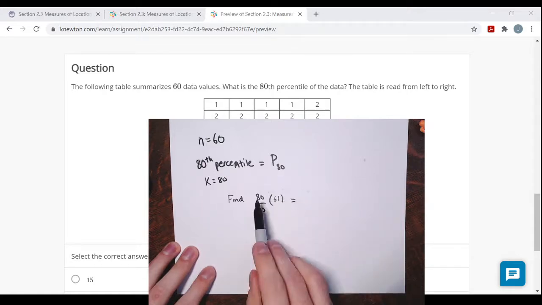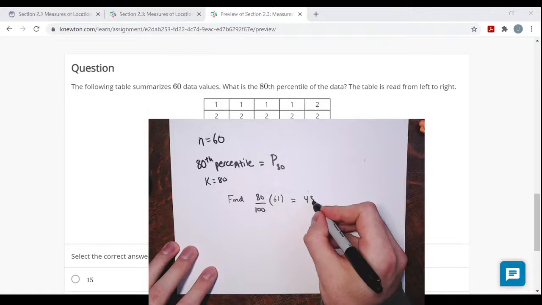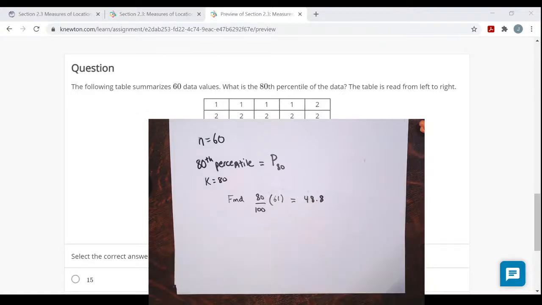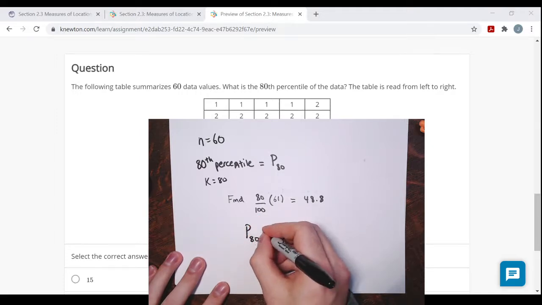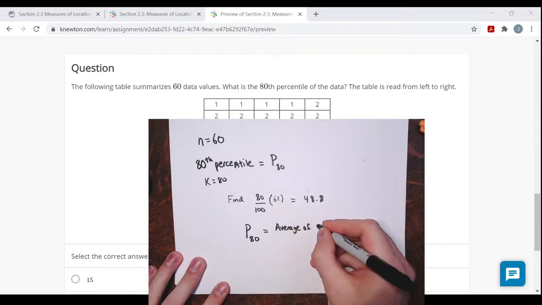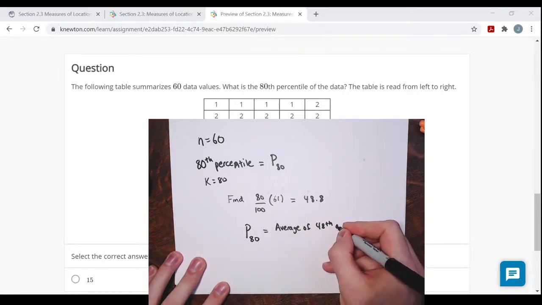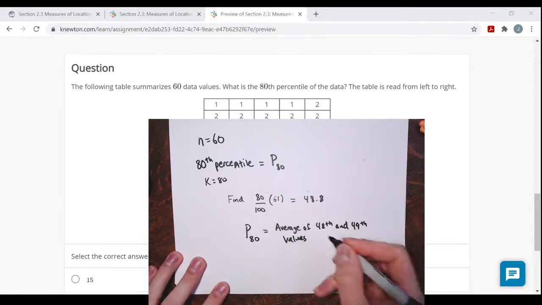Now 8 times 61 would be 488. So this is 48.8 when I'm all done. You can punch it in a calculator if you want. That is not a whole number, but it is between 48 and 49. So this 80th percentile I'm looking for is going to be the average of the 48th and 49th values. So we've got to find what those are.